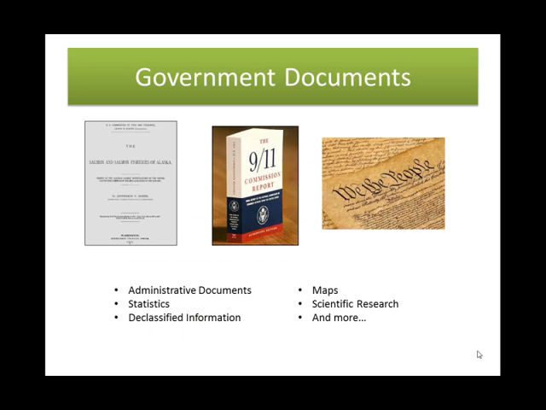Government documents. The United States government produces and funds an extraordinary amount of quality research material through grants and agencies. Examples include administrative documents, statistics, declassified information, historical works, maps, and scientific research.